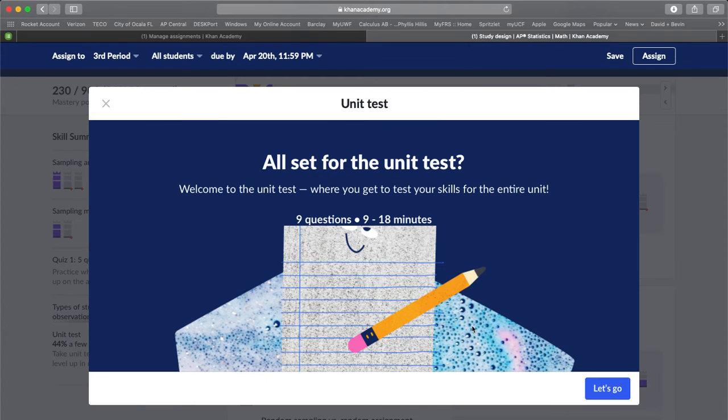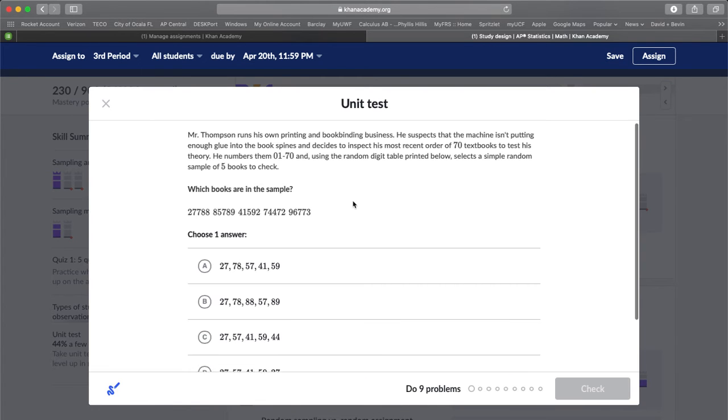Everyone, it is time for the study design unit test. So here it goes.